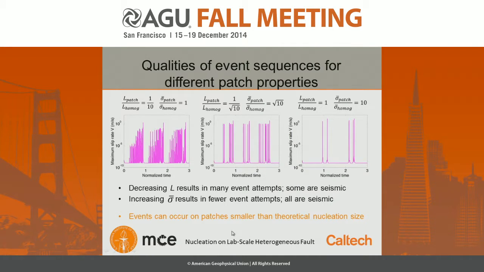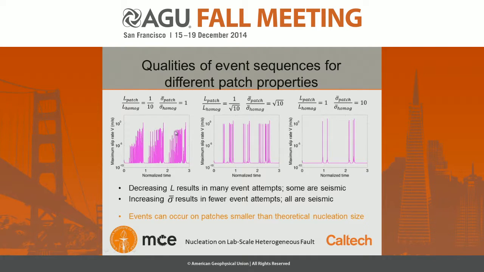Okay. So how can we compare the simulation results from different simulations, so situations where we have different patch properties? One way to do that is to look at the maximum slip rate on the fault over time. These are 3 examples of that from 3 different simulations, so 3 different sets of patch properties. In this first case, we achieved the smaller nucleation size at the patches purely by decreasing the characteristic slip distance L, in this case by a factor of 10. Qualitatively here we see that we get many event attempts shown by these spikes in slip velocity, but not many of these event attempts actually reach seismic speeds of about 1 meter per second.